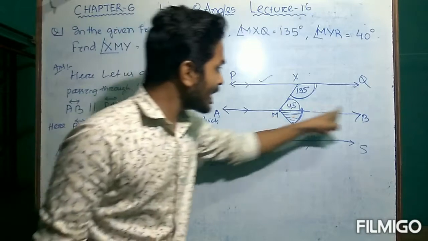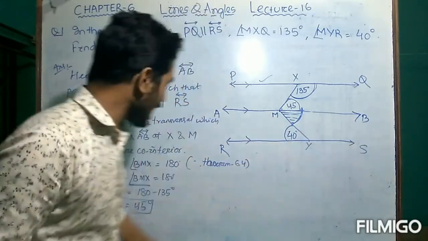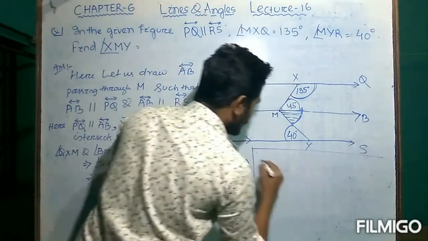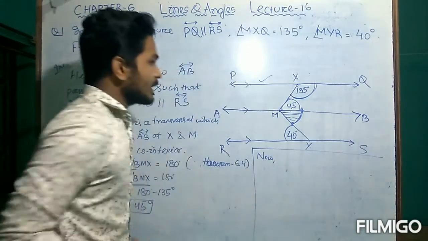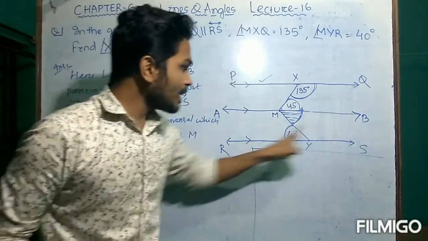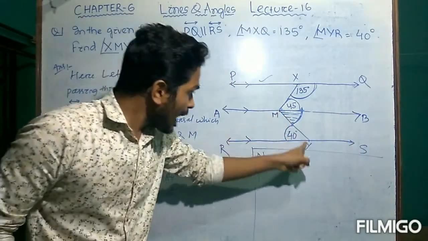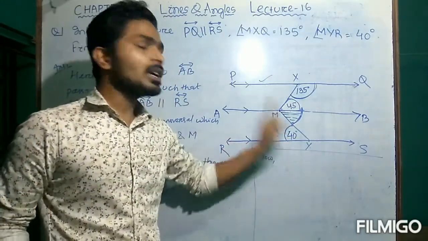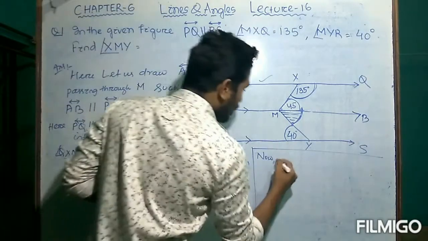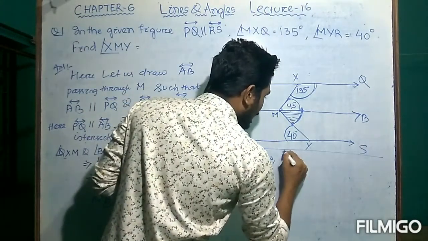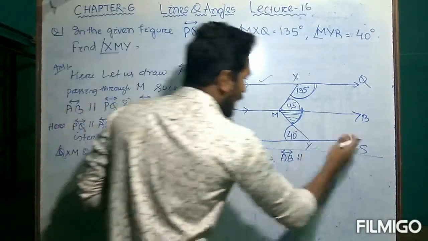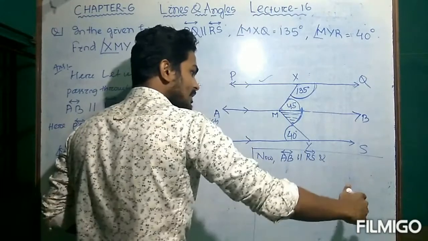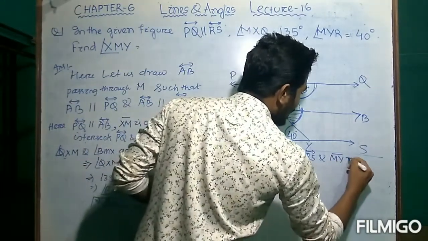Now we will find this angle's value by considering the lines AB and RS. Let's see how it is proved. See, the AB line and the RS line are parallel, and MY is the transversal line which intersects the line AB at M and RS at Y. Now AB is parallel to RS and MY is a transversal line.